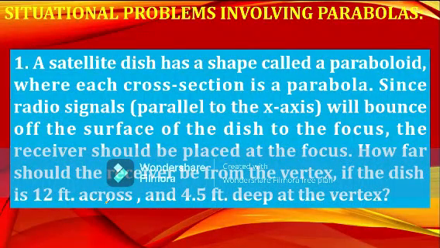Okay, this one. Now a satellite dish has a shape called a paraboloid, where each cross-section is a parabola. Since radio signals parallel to the x-axis will be bounced off the surface of the dish to the focus, the receiver should be placed at the focus. How far should the receiver be from the vertex if the dish is 12 feet across and 4.5 feet deep at the vertex?